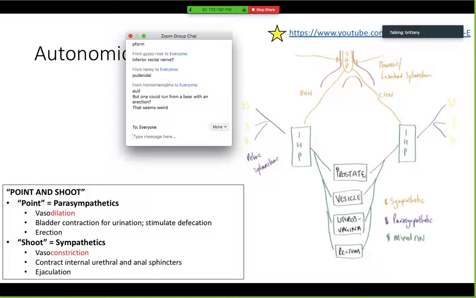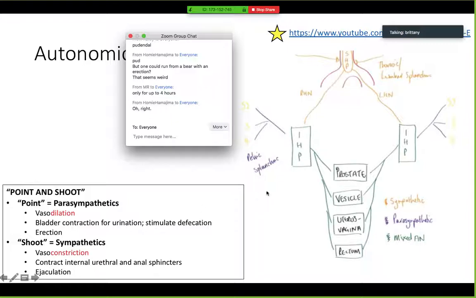I don't know about that. I would guess no, because the erection is part of the parasympathetic response. So if sympathetics are engaged, vasoconstriction is going on, so you're not going to get an erection because there's less blood flow to the penis because you're under vasoconstriction.